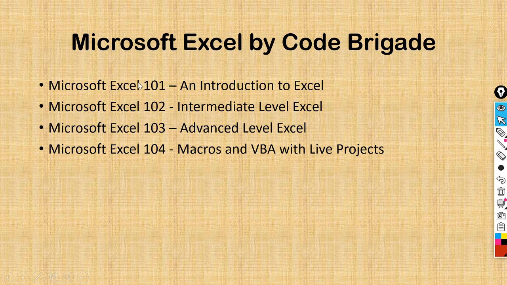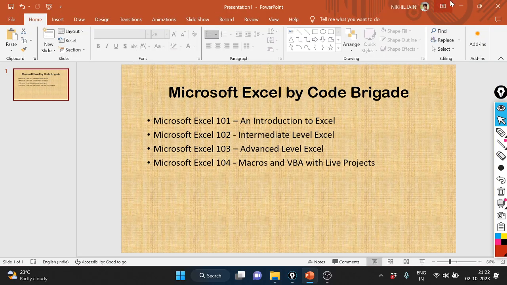So basically, as part of this course, I have divided this particular course into four sections, wherein section 101 will consist of introduction of the Excel, basic concepts. Then we will move on to intermediate. Then third section will have the advanced level of Excel, and then fourth section we will have live projects, which will use macros and VBAs. Okay.